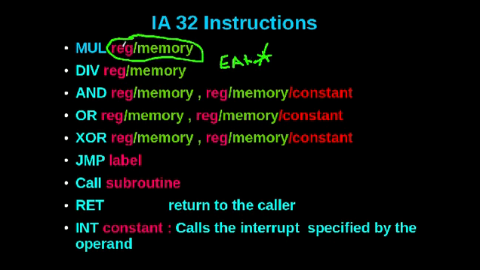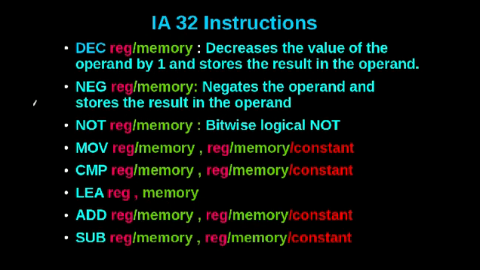So whatever I have as a register or memory, let's say I have EBX. So EBX multiplied by EAX. Same thing in the division. We're going to go over those in detail later. I'm going to try to go over examples of all of those instructions in MASM Irvine.